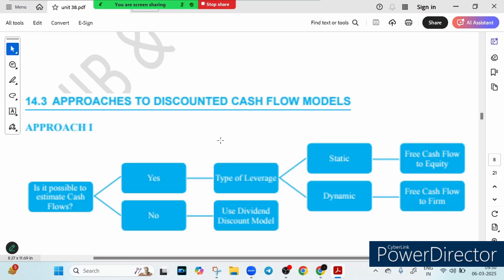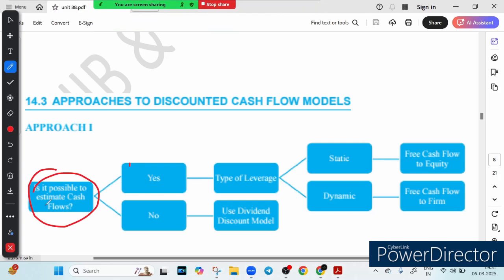So what is the first step? The first step is, can the cash flow be estimated? You see it is written here, right? Is it possible to estimate the cash flow? If yes, the next step is to analyze the type of leverage used by the company, which type of leverage the company is using. And if no, it means the cash flow cannot be estimated, then DDM, which we will discuss, the dividend discount model, is used instead. So basically, can we estimate the cash flow? If yes, then the next step is to analyze the type of leverage used by the company. And if you are not able to estimate the cash flow, then we can use DDM.